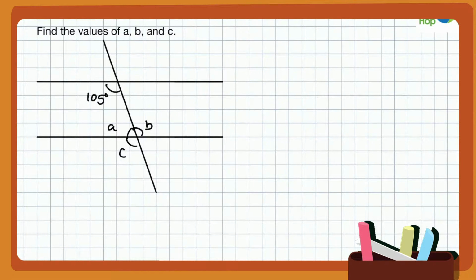Today we are being asked to find the values of A, B, and C in this diagram, and A, B, and C are all angles. So we're going to use the rules that we know about diagrams like these to solve for the three unknown angles. So first, let's solve for angle A.